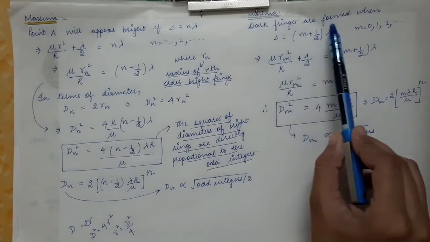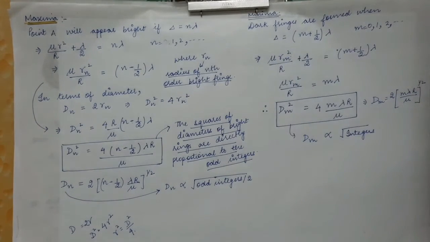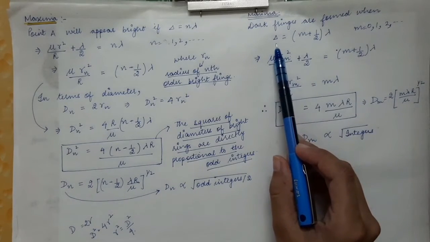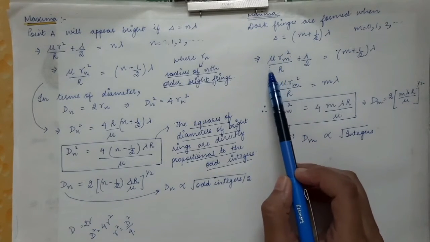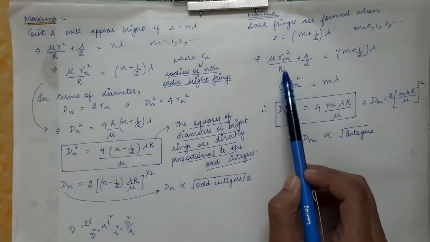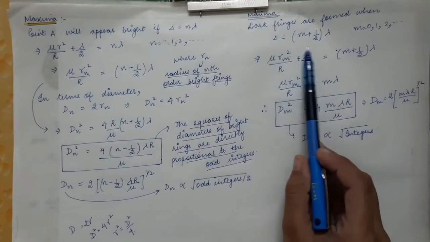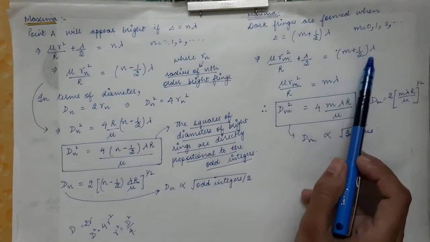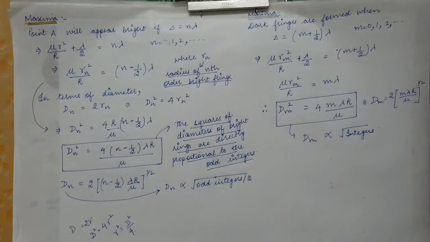So the dark fringes are formed when the optical path difference is equal to (m + 1/2)λ. Now this m will take values 0, 1, 2, 3, and so on. Delta is the optical path difference, which we have already evaluated. It is equal to 2μt plus λ/2, that is, μRn² by capital R plus λ/2. When this is equal to (m + 1/2)λ, then dark fringes are obtained.